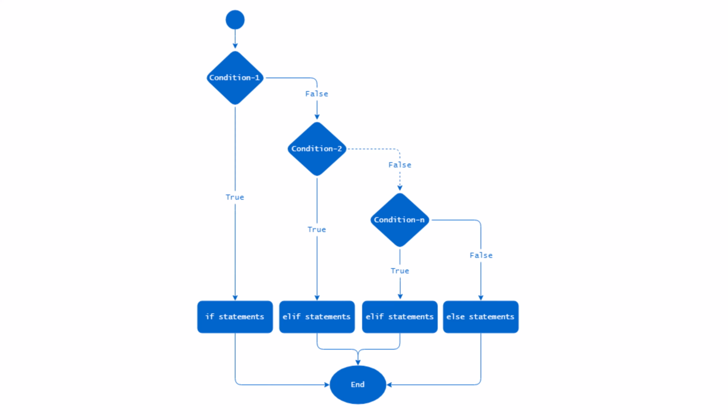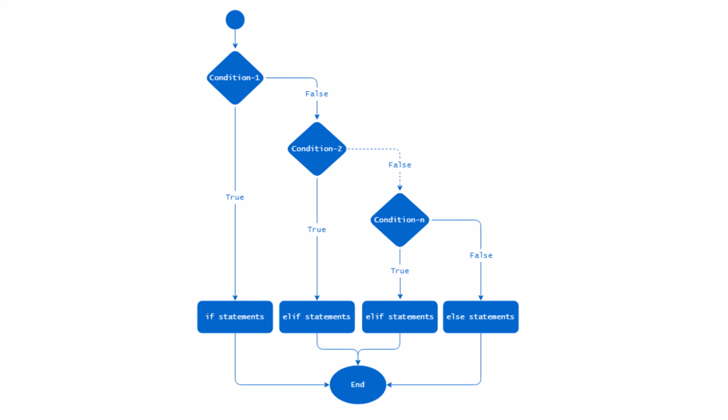And you can see here condition n, which means there can be multiple conditions inside it. That means there can be conditions 3, 4, like this type of ladder. If no condition is matched, then it will go to this last else statement, and after the execution of this particular block, it will go to the end. This is how the program will execute in an elif statement.